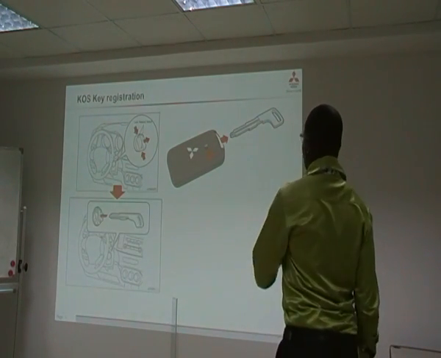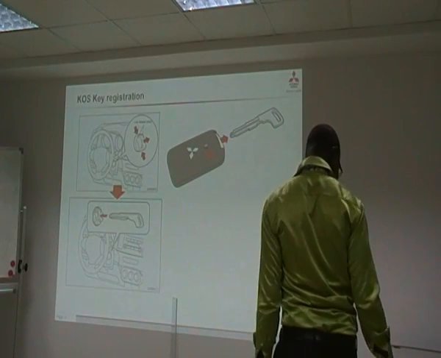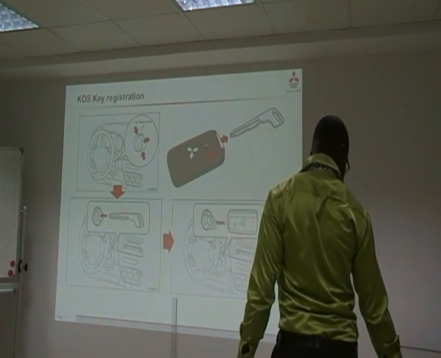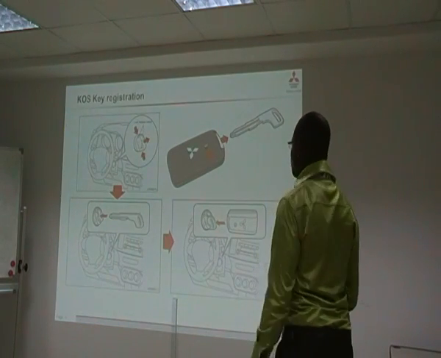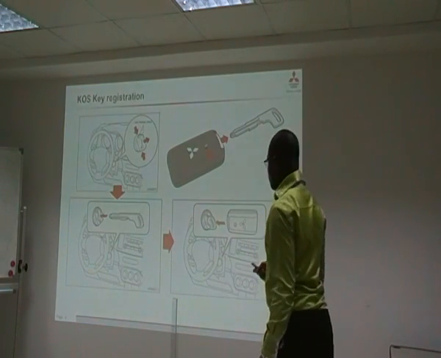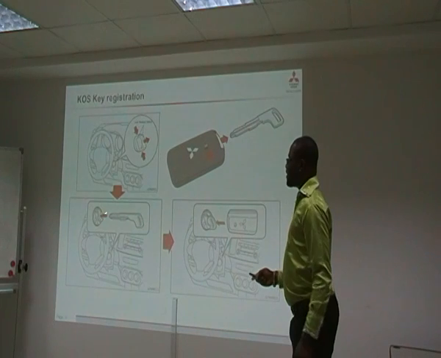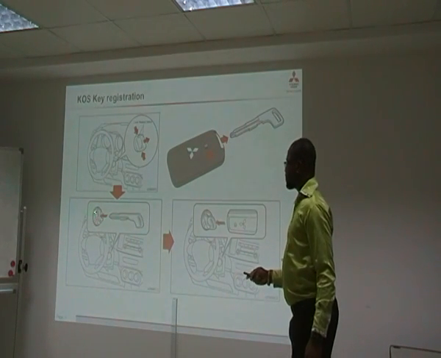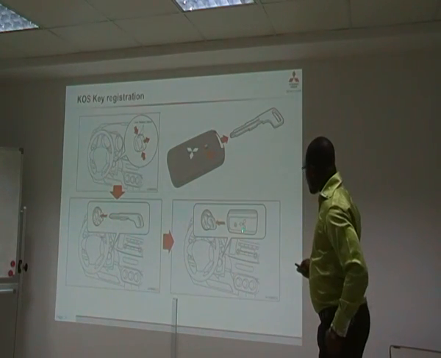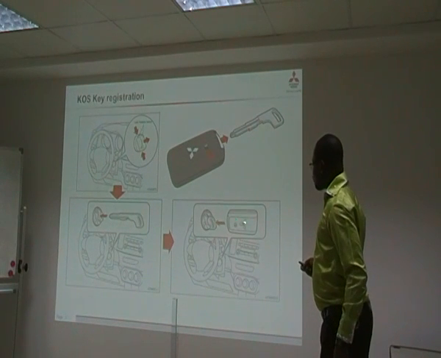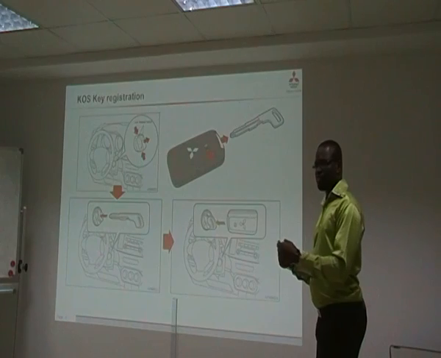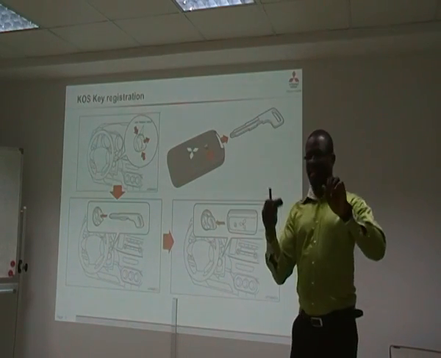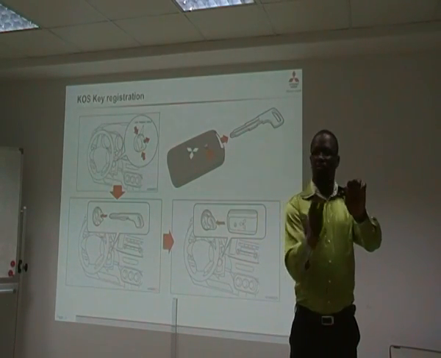So when you get this key, you remove this. The next thing, you insert the key into the slot, and then you put the remote on top of it. So you see here, we are inserting the key into the key slot. The next thing you do is take this remote and put it on top of the key. So in effect, you will see that the key is inside and the remote is on top of it like this.